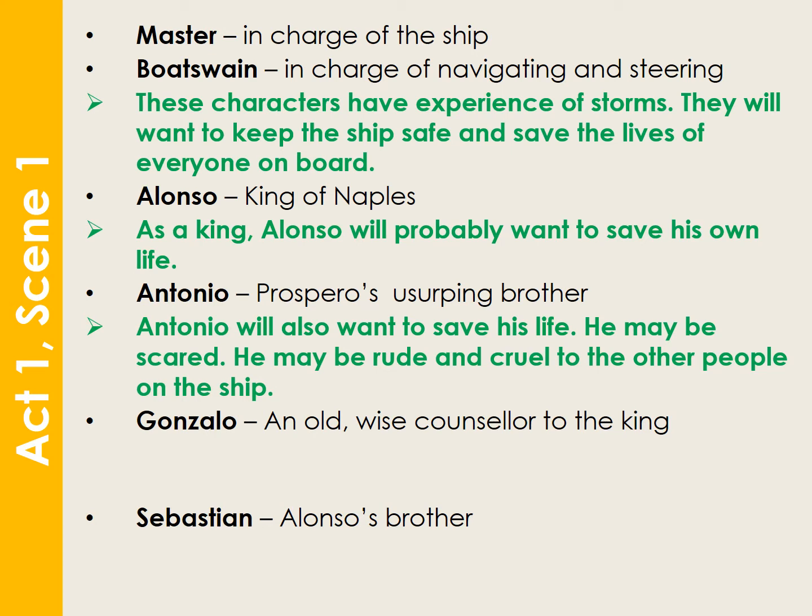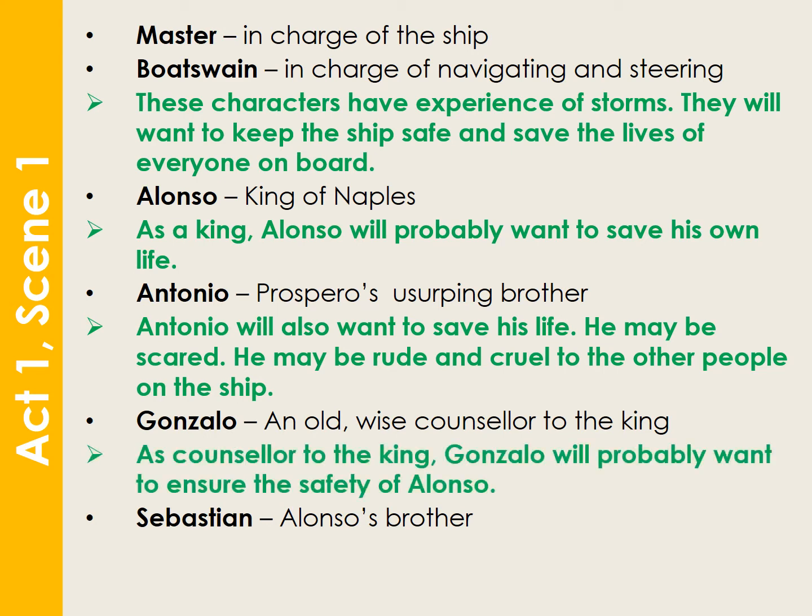Notice that we know that Antonio is Prospero's usurping brother. So as an audience member and readers, we need to remember that, because we will then have clues as to what type of person Antonio might be. So look out for his lines later on and see whether we can see any rudeness or potential cruelty in anything he is saying.